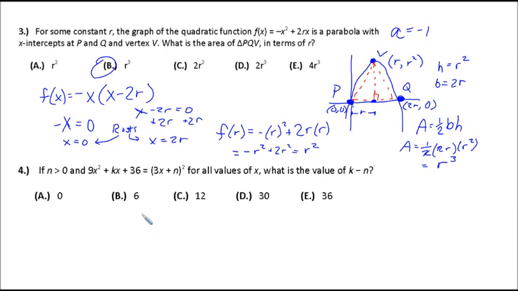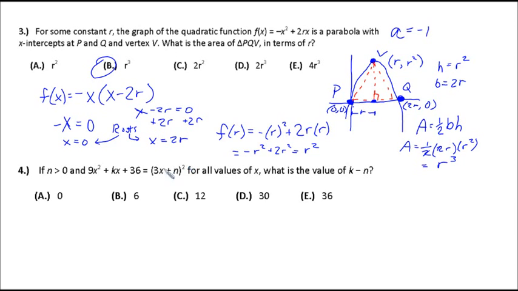Number 4 says, if n is greater than 0 and 9x squared plus kx plus 36 equals the quantity 3x plus n squared for all values of x, what is the value of k minus n? So this looks like a complicated problem, but again, it's sort of like that other problem. We have two things that are equal to each other. So if we know what 3x plus n squared is going to look like if we expand it out, we can sort of compare it to what this is already equal to.